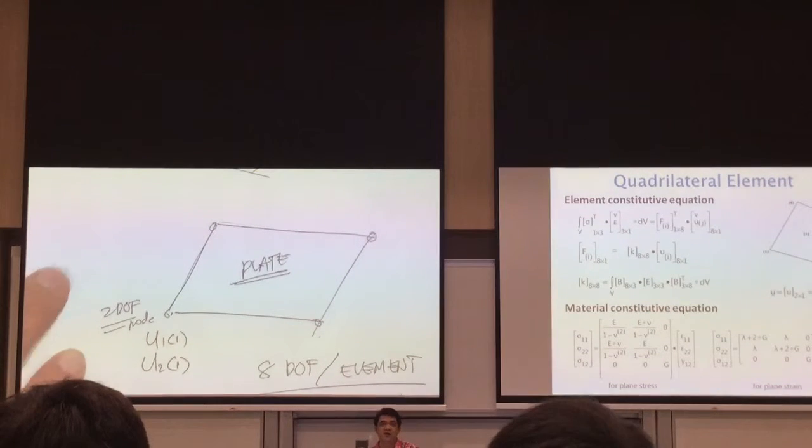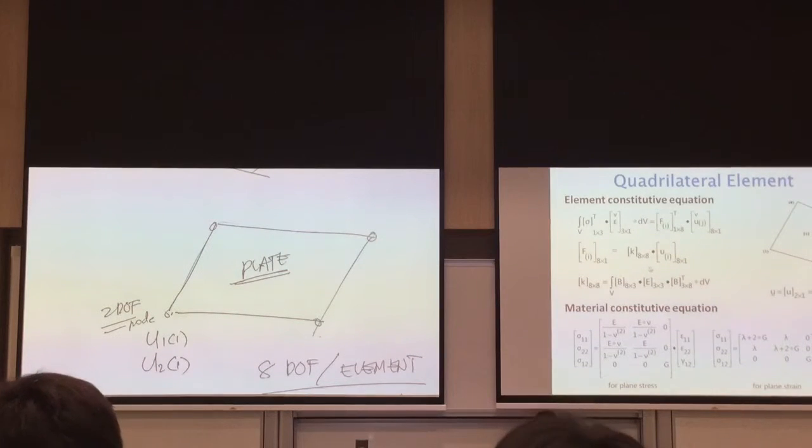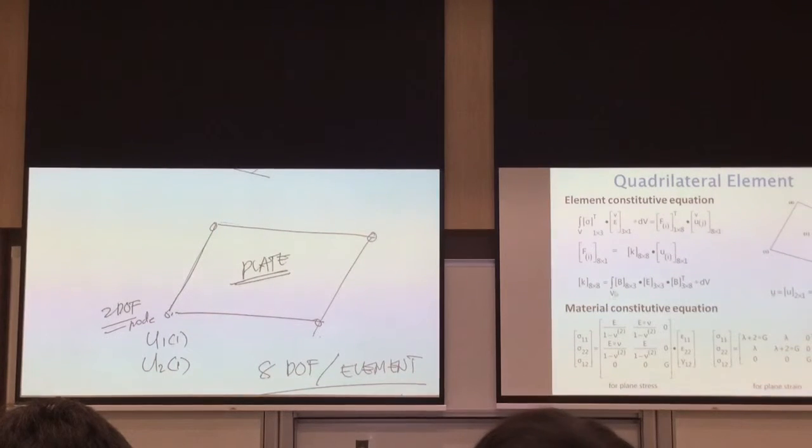So this one is for a quadrilateral element. So that's why here you have your forces to be 8 by 1. Your stiffness matrix is 8 by 8. And your displacement is a column vector with 8 rows. So your stiffness matrix, 8 by 8, will be equal to the volume integral of this strain displacement matrix, 8 by 3.